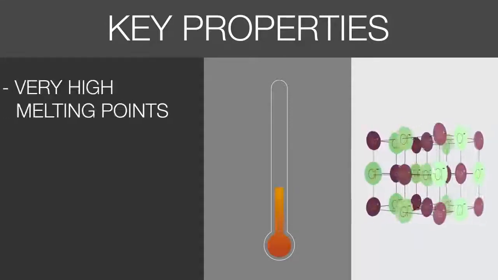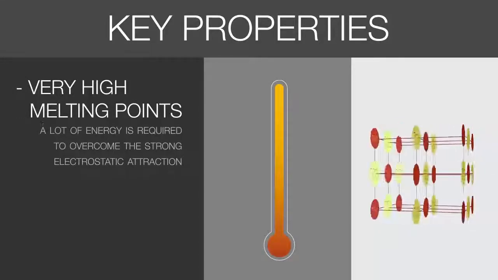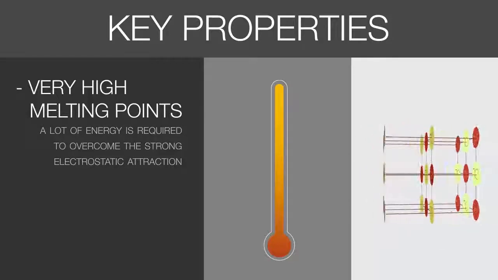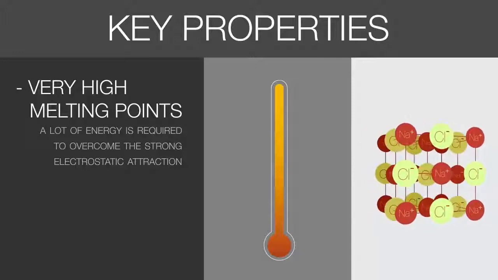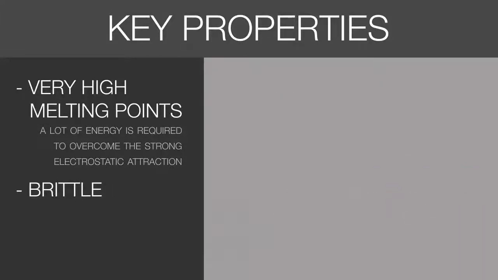Ionic compounds have very high melting points. This is because a lot of energy is required to overcome the strong electrostatic attractions holding the 3D lattice structure in place. Ionic compounds are also very brittle. This means that they break rather easily into small pieces.